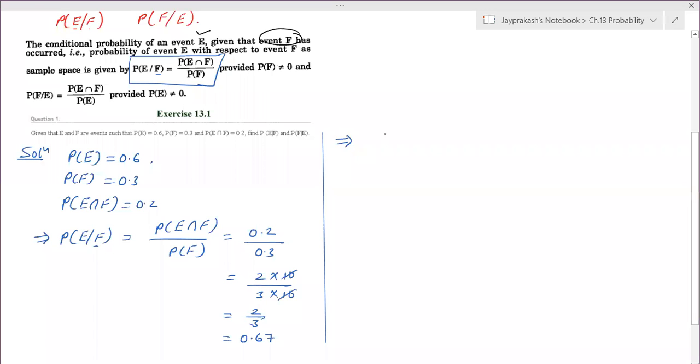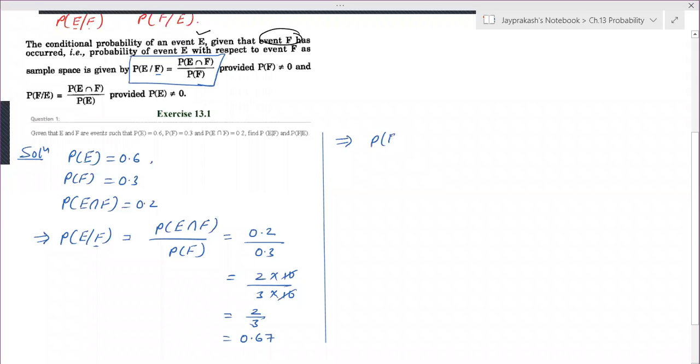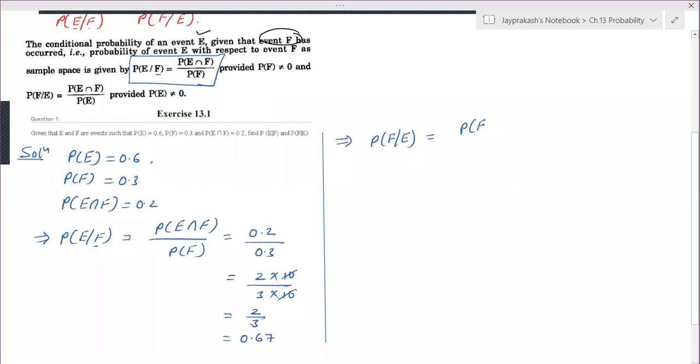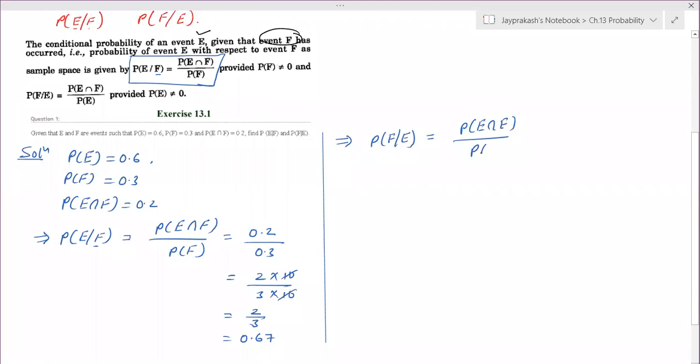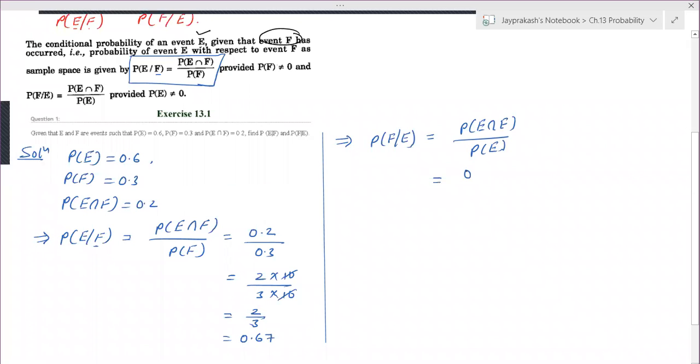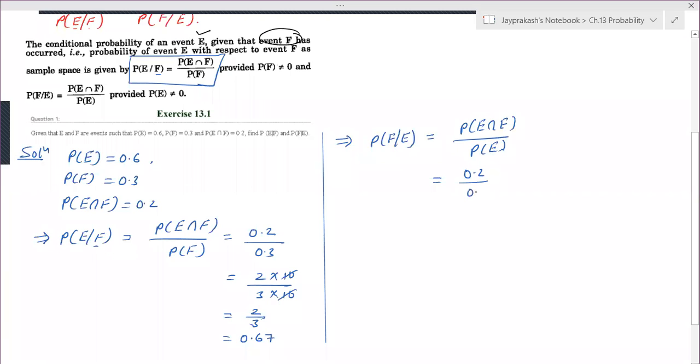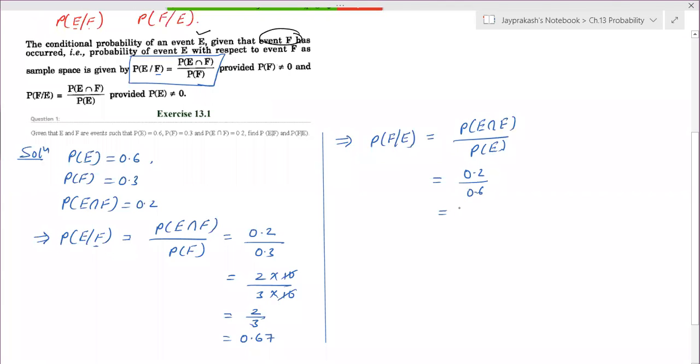Okay. Next we have to find F when E has occurred. So we'll write the formula: P of E intersection F upon P of E this time. So 0.2 upon 0.6, so it will be 1 by 3.